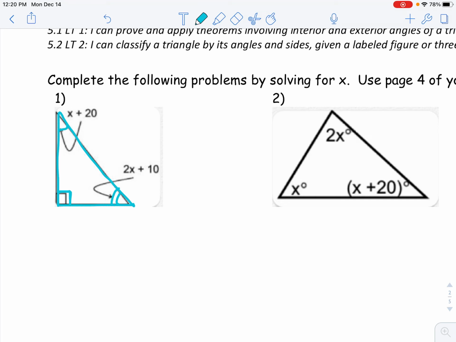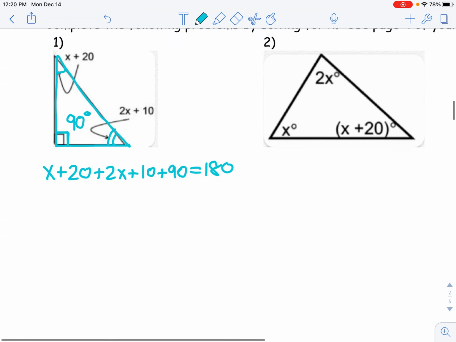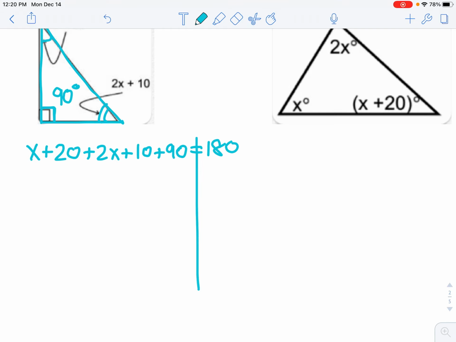Now, something we know is all the angles in a triangle add up to 180 degrees. How do we know that? I just proved it to be true. So all I'm gonna do is add them all together and set them equal to 180. That's it. That's the punchline. If I can set up this equation in blue, I'm in excellent shape, because then from here, I'm just gonna do good old CLT, combine like terms. I'm gonna get 3x plus 120 equals 180.